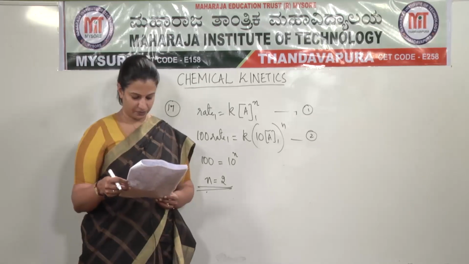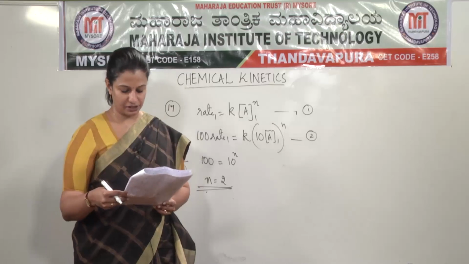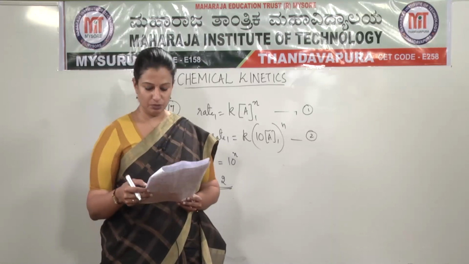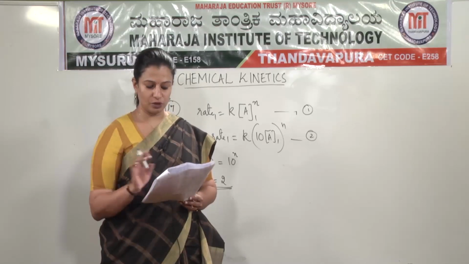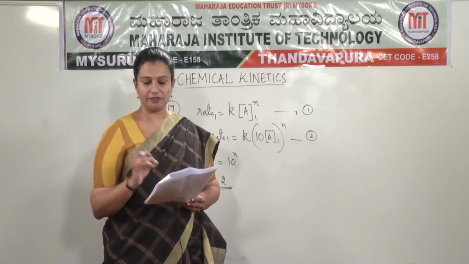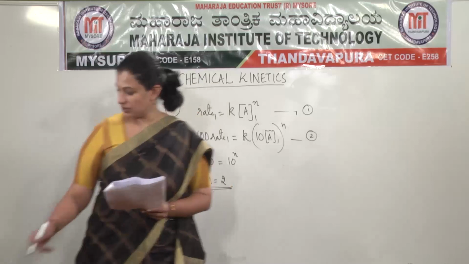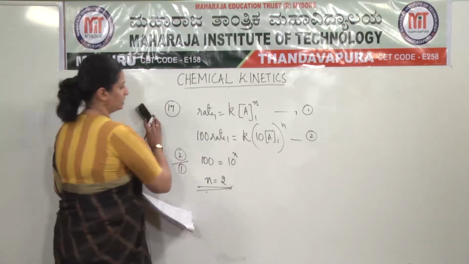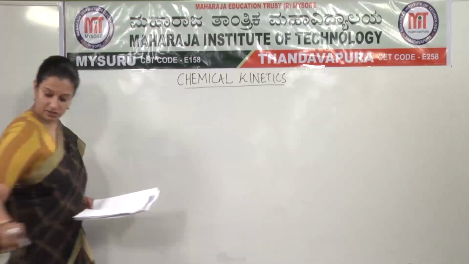Moving on, we have question number 19. The rate of a first order reaction is 2 into 10 to the power minus 2 mole liter inverse second inverse at 0.2 molar concentration. The half-life of the reaction is. In the question they have mentioned to find it out in seconds. So this is how we have to do the 19th one. It is similar. We have already done a problem like that.